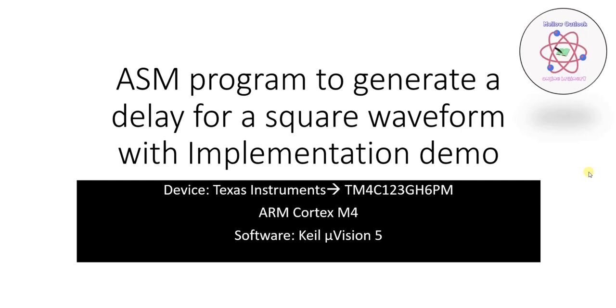Hello everyone, welcome to this tutorial on implementing an ASM program to generate a delay for a square waveform. In this particular tutorial again we will be using the Texas Instruments TM4C123GH6PM as the device, and the software would be Keil MicroVision 5. So let me first explain the logic of the program.